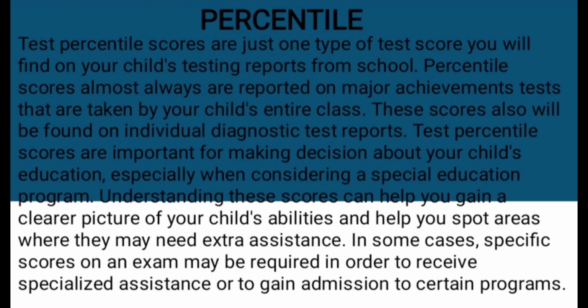The next type of standardized test scoring is percentile. These percentile scores are just one type of test score you will find on your child's testing reports from schools. Percentile scores almost always are reported on major achievement tests that are taken by your child's entire class.